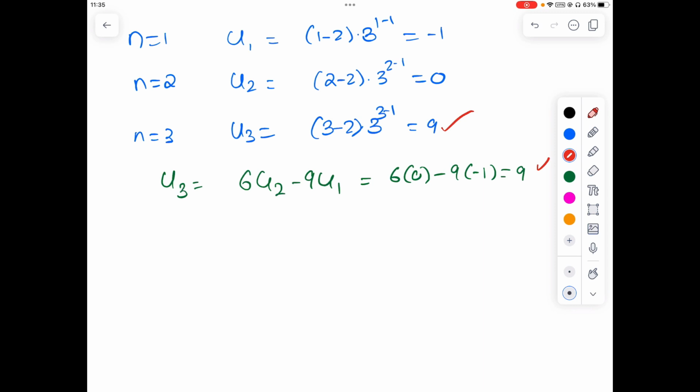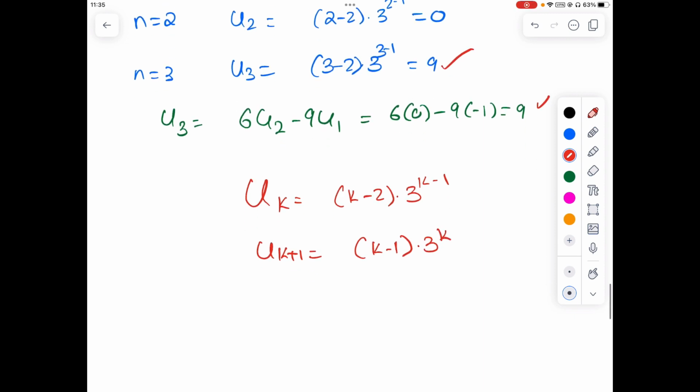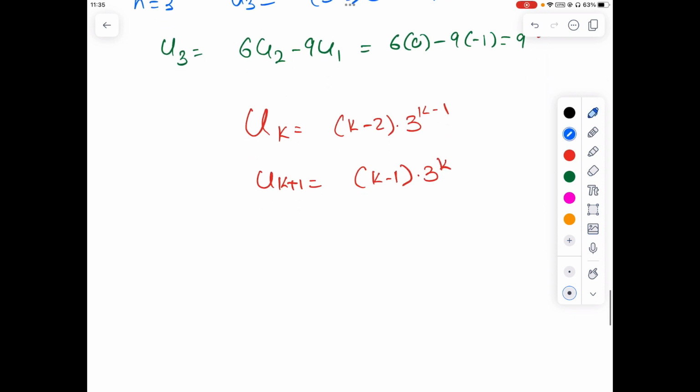Now assumption. Two assumptions you should do. So u_k equals (k minus 2) times 3^(k minus 1), and u_{k+1} equals (k minus 1) times 3^k, because k plus 1 minus 2 will become k minus 1. Now induction. So what induction?